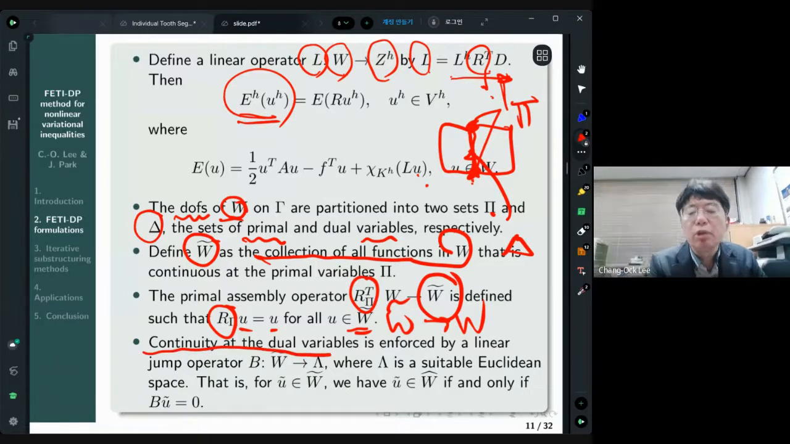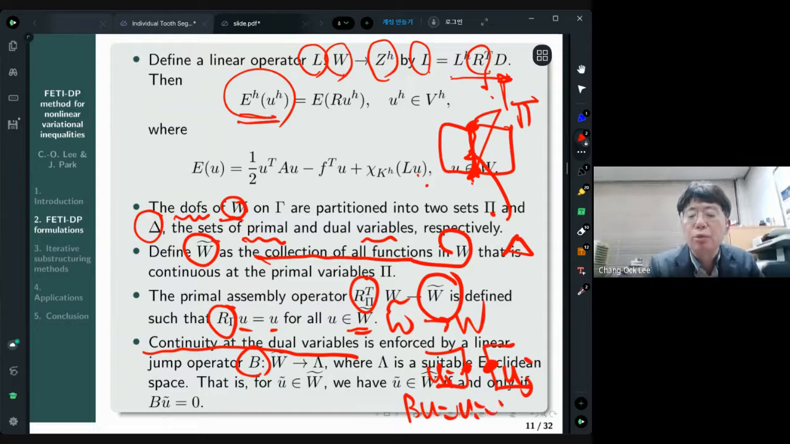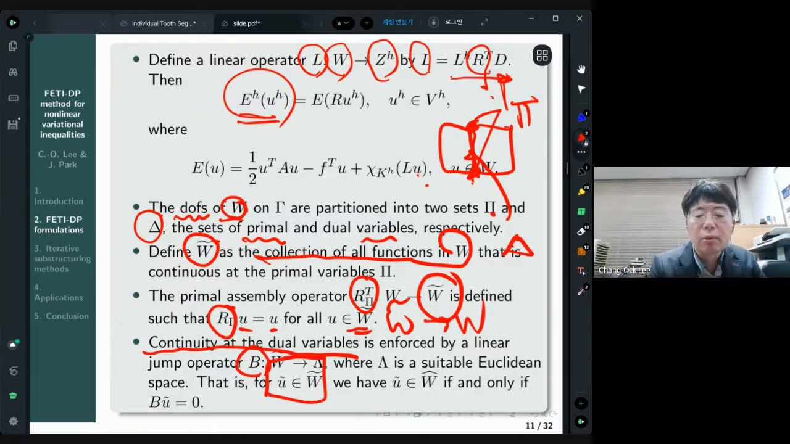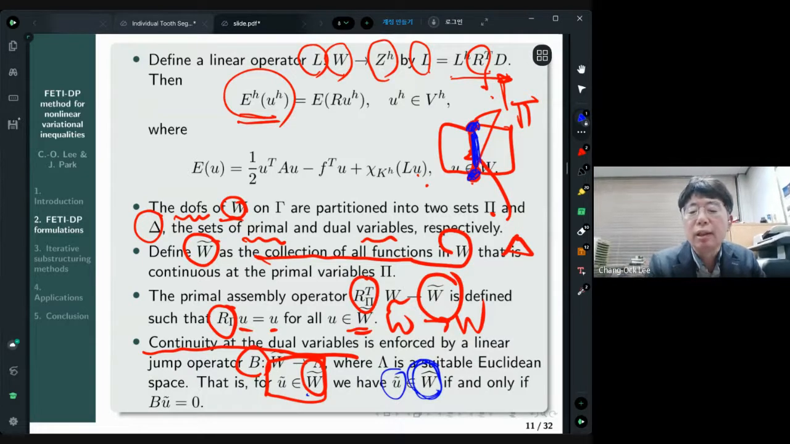Also the continuity of the dual variable is imposed by the linear jump operator. If you have two function values at the same point, ui and uj, then Bu is ui minus uj. So this is called the jump operator. This means that W tilde is continuous at the primal variables, the primal degrees of freedom, but on the interface it is discontinuous. So in this case, u tilde is in W hat means it is continuous. That means its jump is 0.